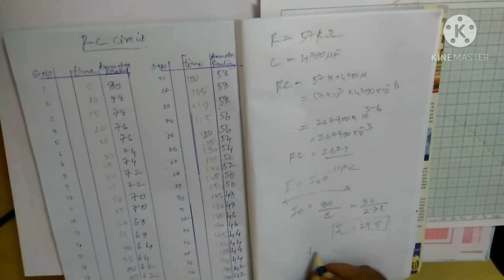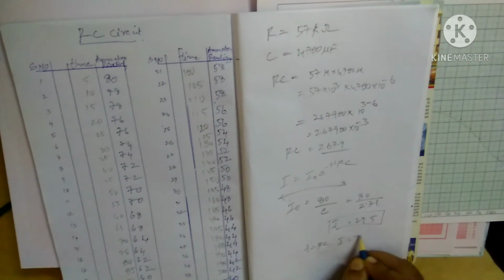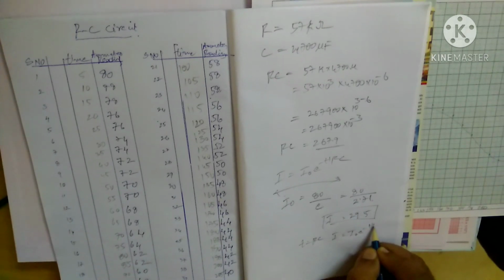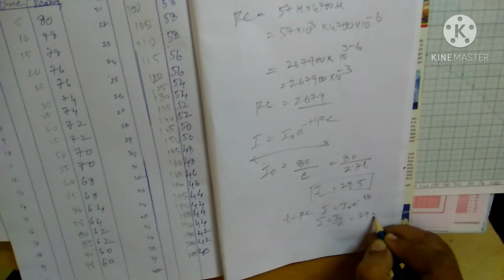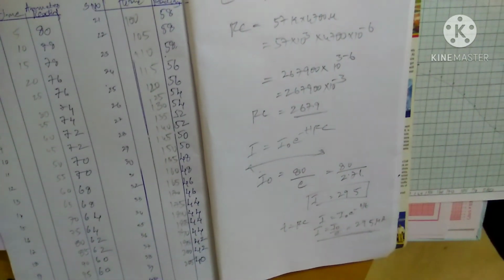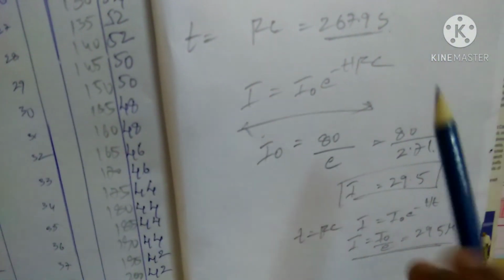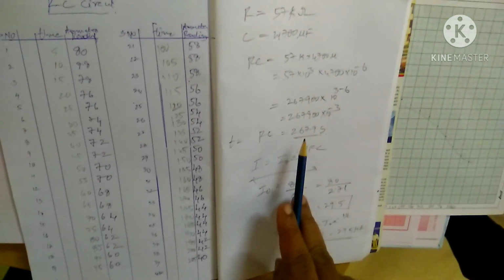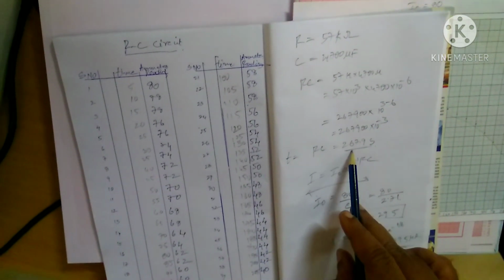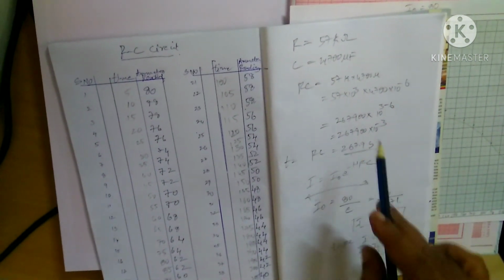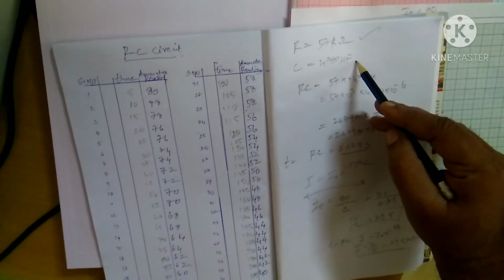When we are assuming that t equals RC, then I becomes I naught into e power minus t by RC, or I equals I naught by e, or the I value is 29.5 microamperes at any instant of time. And this is the time taken. The time taken is given by 267 seconds to completely get discharged. So this is the current that is available, and this is the time which is taken for discharging. So using these values we come to a conclusion that this amount of time is required for the discharging of the given RC value of 57 kilo ohms and 4700 microfarads. Thank you.